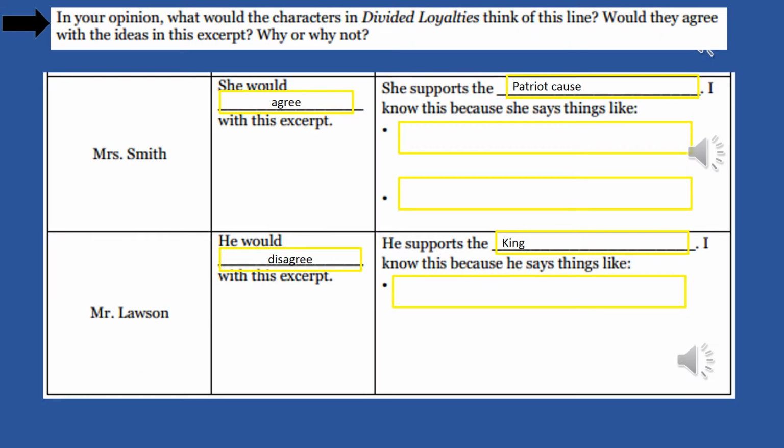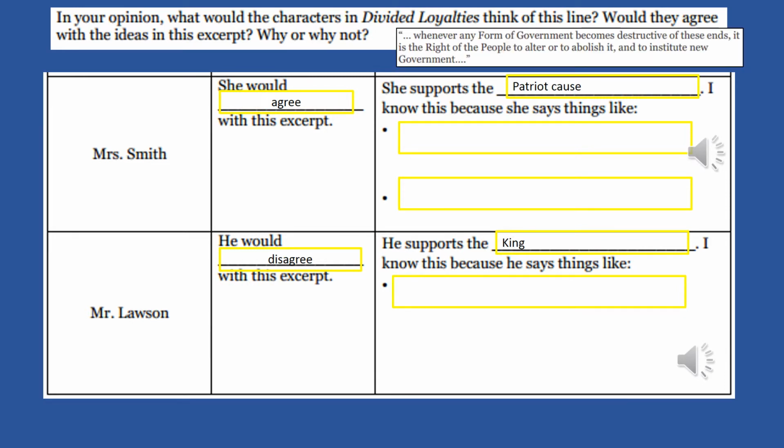In your opinion, what would the characters in Divided Loyalties think of this line? Would they agree with the ideas in this excerpt? Why or why not? Whenever any form of government becomes destructive of these ends, it is the right of the people to alter or to abolish it and to institute new government.